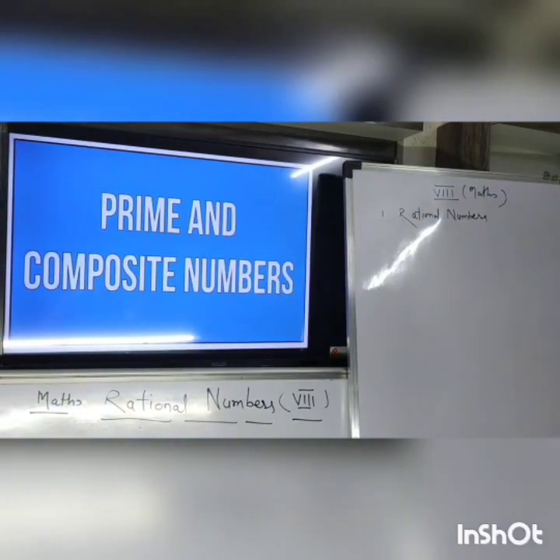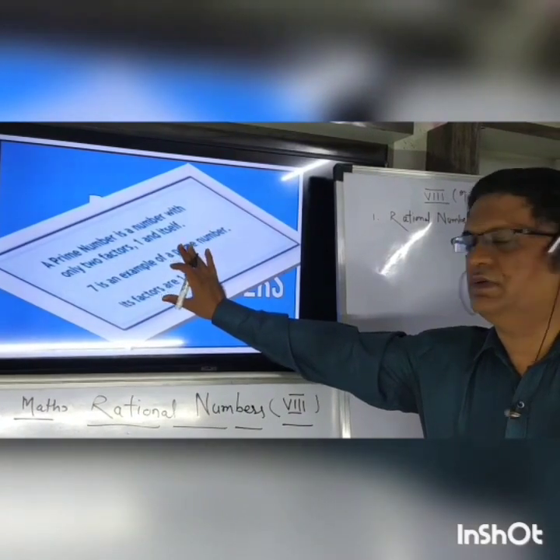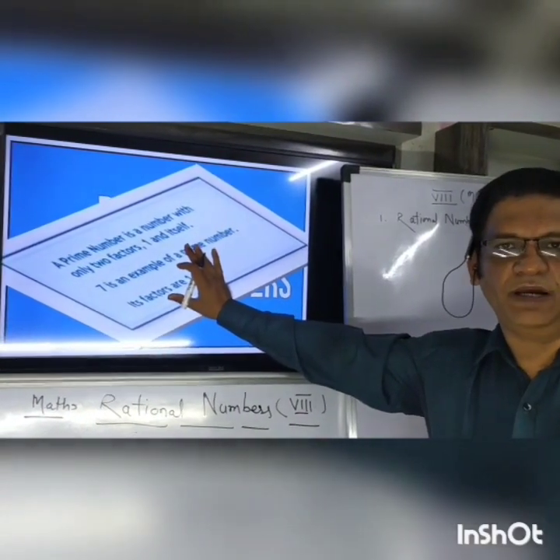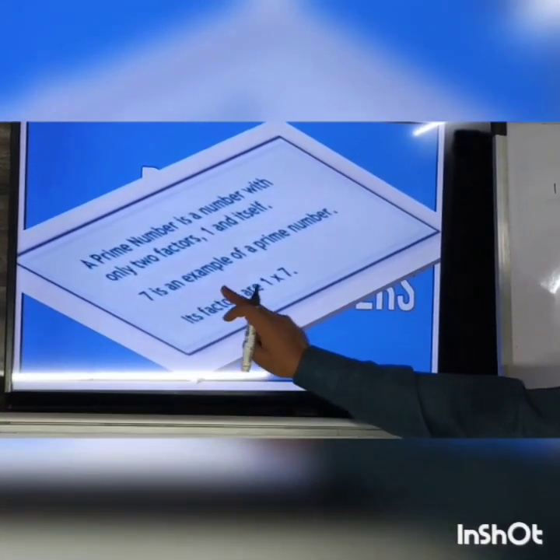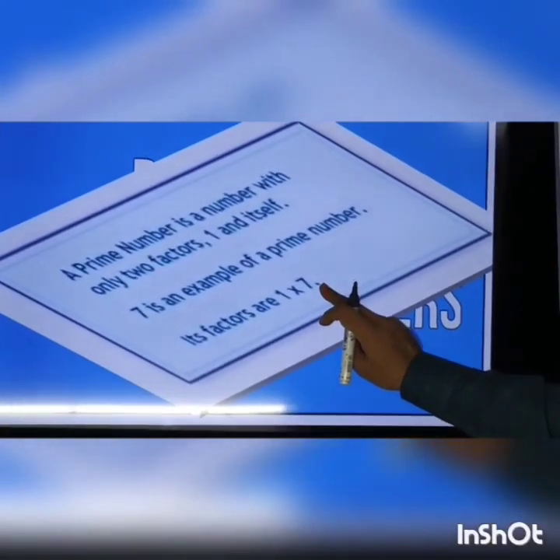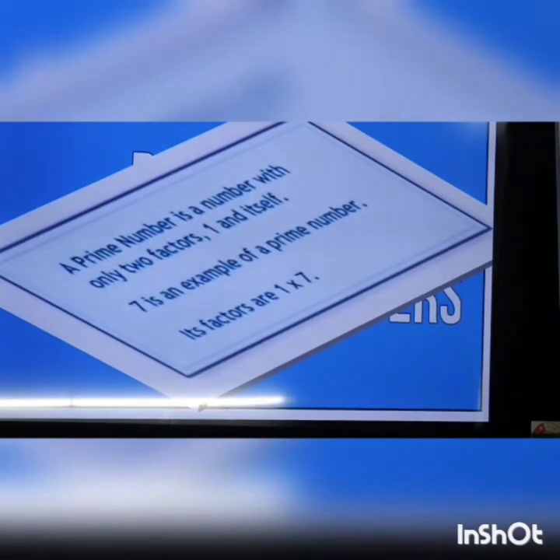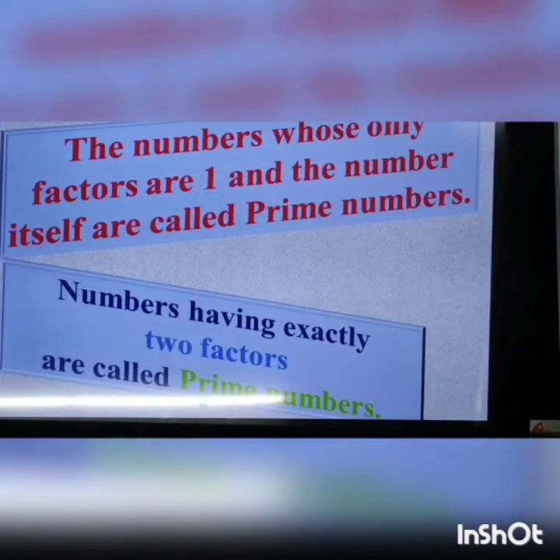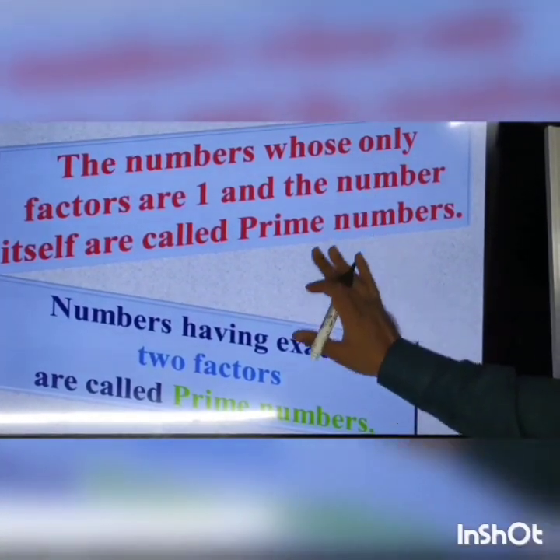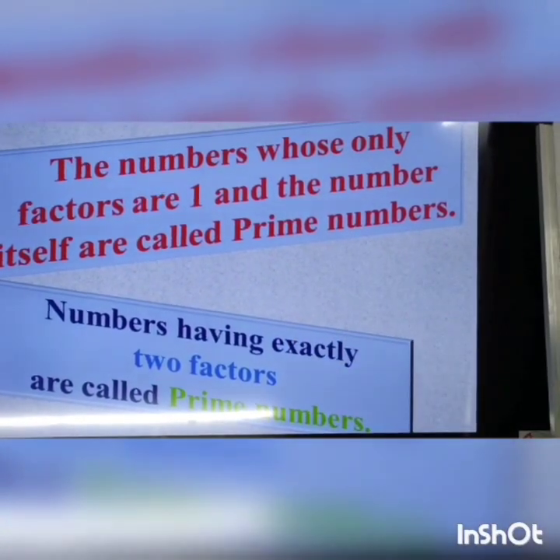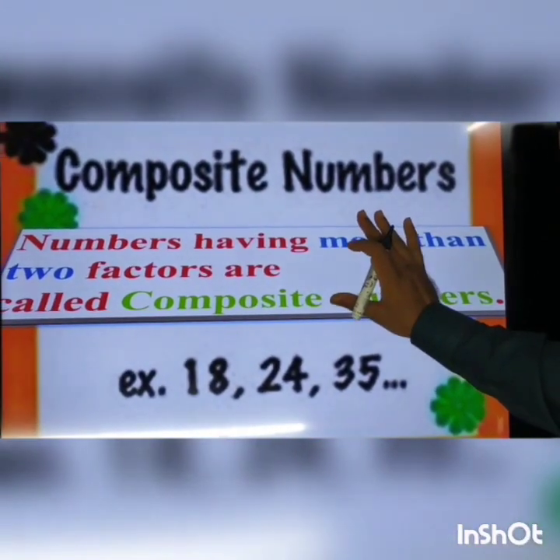Now let us see what prime numbers are. Prime numbers are those numbers having only two factors. Let us see, 7 is one example. 7 has 1 and 7 as factors because 7 is only divisible by 1 and 7. So the definition of prime numbers: prime numbers are those numbers having only two factors. Composite numbers are those numbers having more than two factors.